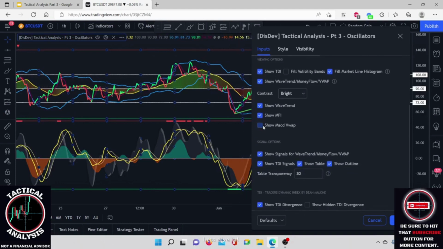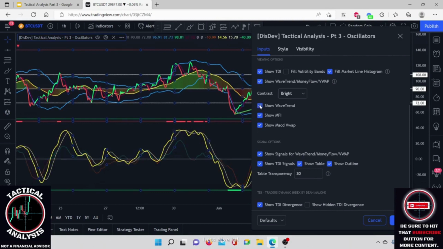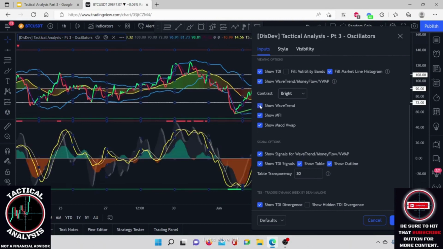Here we go. We could get rid of the MACD VWAP. Okay. We can have it on. We can get rid of the money flow. We can have it on. We could show the wave trend, or we can have it off. Okay. We can have any of the following on or off the chart together or separately.